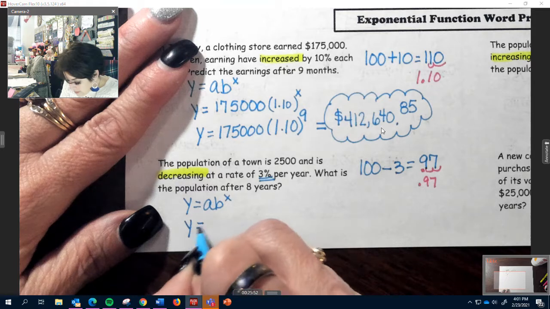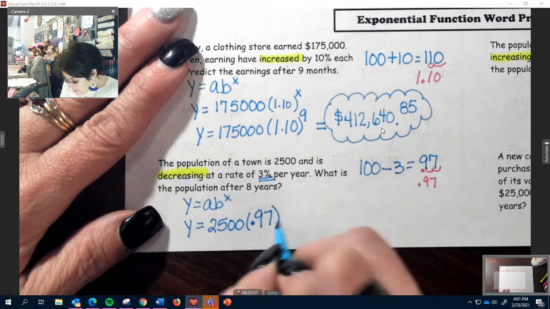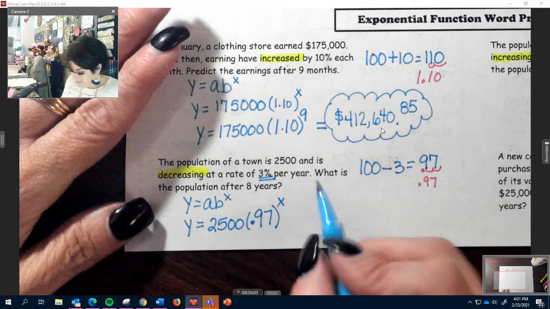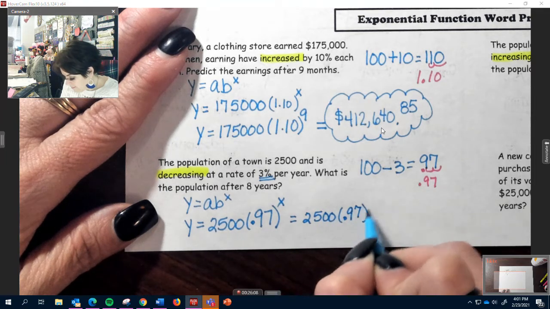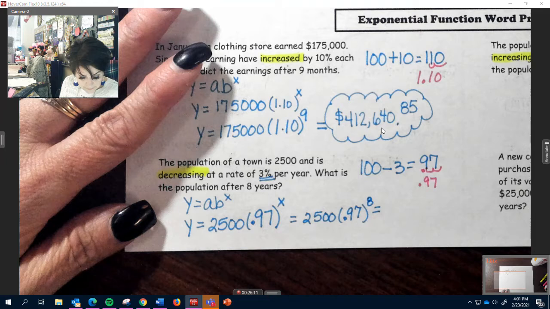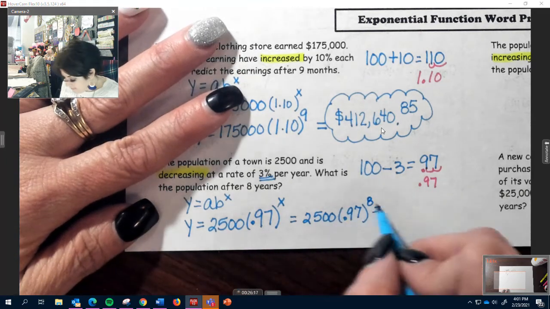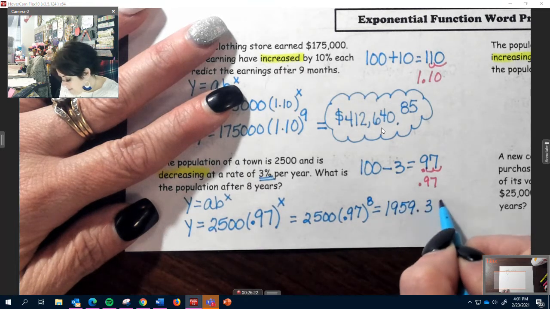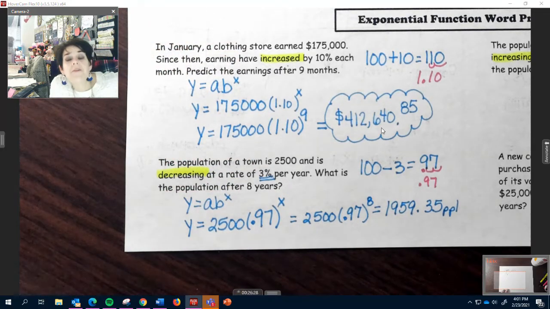So y equals the starting amount, which is 2,500 people. We're only going to keep 97% to the x power. What's the population after 8 years? All right, I'm going to let you do that. You plug it into your calculator. Here's what I got. 1,959.35 people. Yay, only 1,959.35 people. You agree with that? No, don't agree with me.